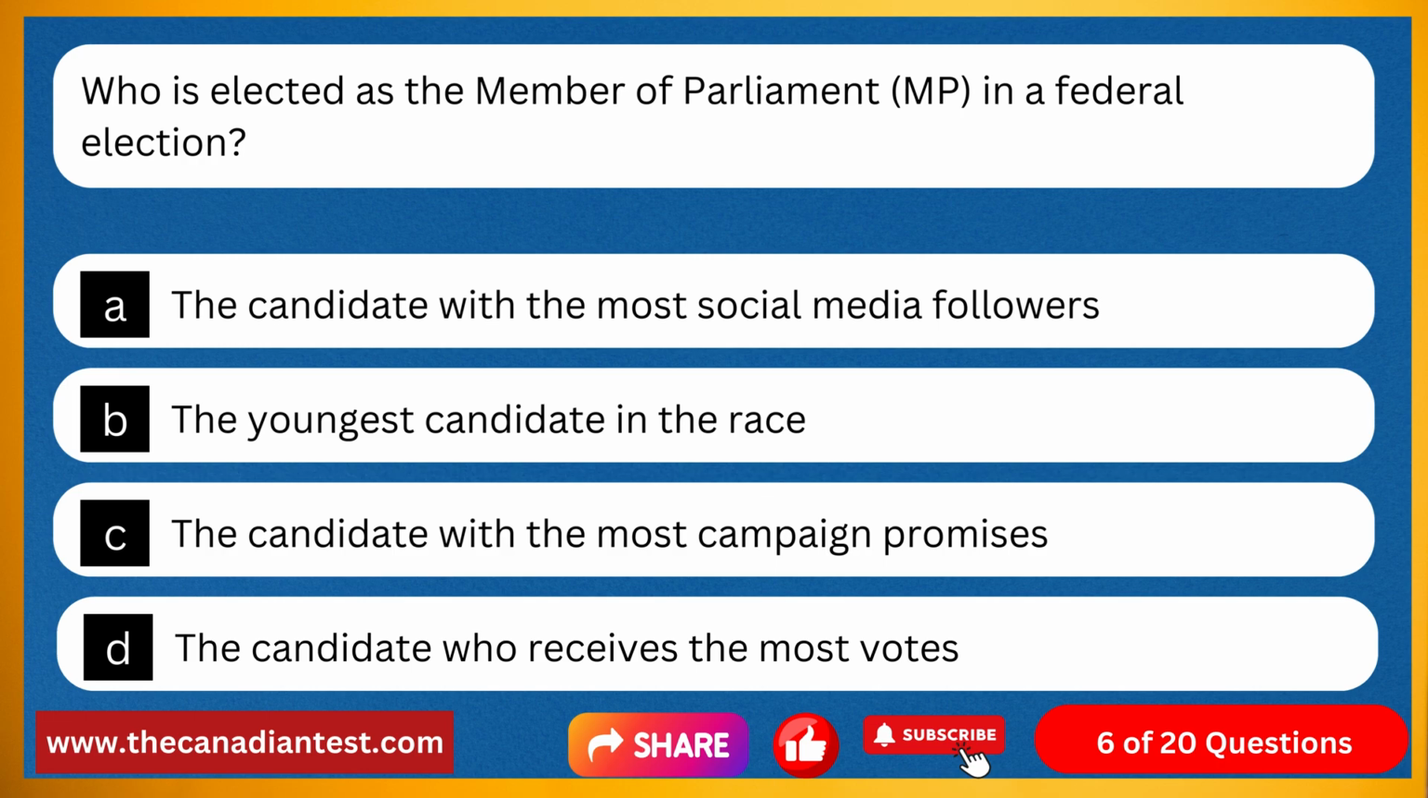Question 6. Who is elected as the Member of Parliament, MP, in a federal election? Option A, the candidate with the most social media followers. Option B, the youngest candidate in the race. Option C, the candidate with the most campaign promises. Option D, the candidate who receives the most votes.